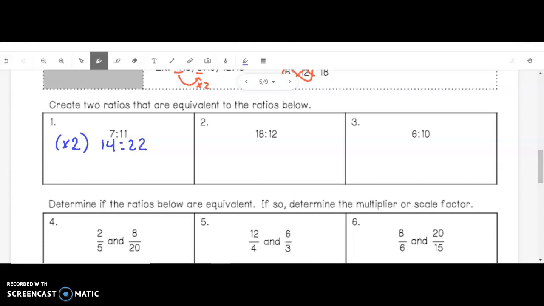So 7 times 2 is 14. 11 times 2 is 22. And then I might want to do times 3. That's also easy. 7 times 3 would be 21. 11 times 3, 33. So I have 2 equivalent ratios for the first example.